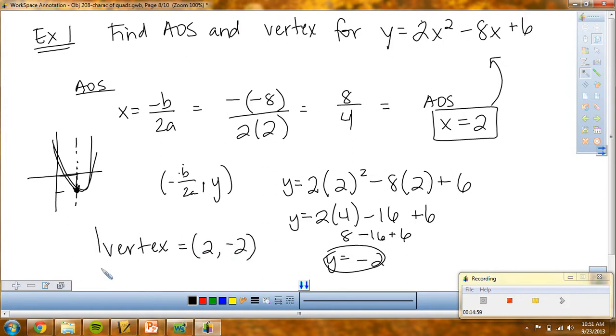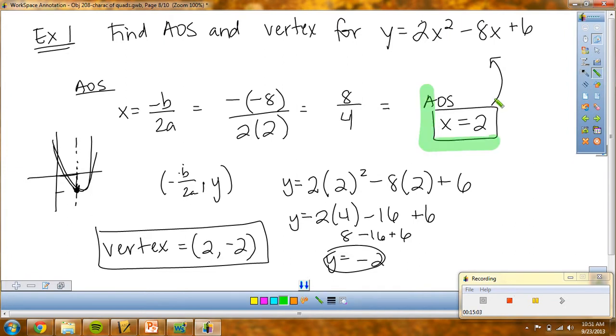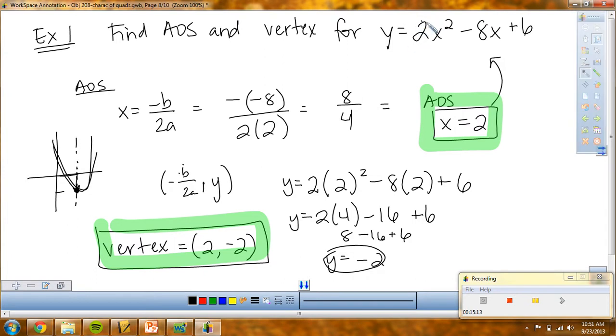So those are the two main things that you will be asked to find: your axis of symmetry and your vertex. You might also be asked whether it's a minimum or a maximum, and all you have to do is look at the front coefficient. So I know that this is a positive coefficient, which means my graph is opening up, which means my vertex will be the lowest point, so this will be a min. My vertex is a min.